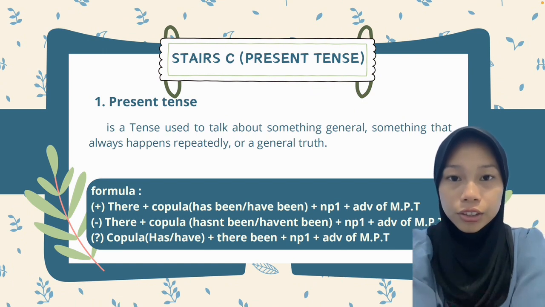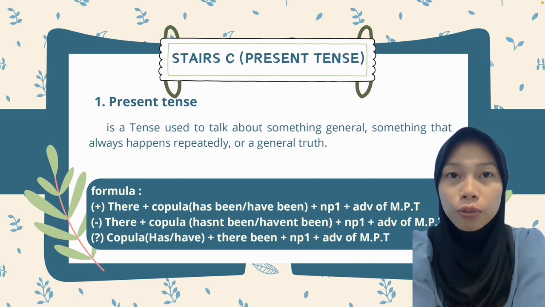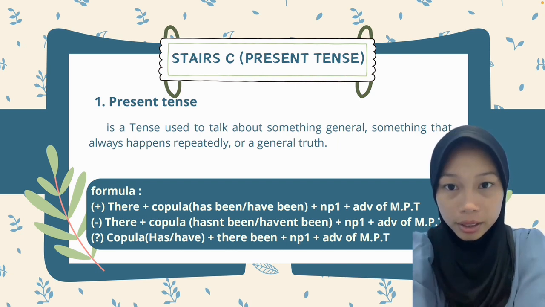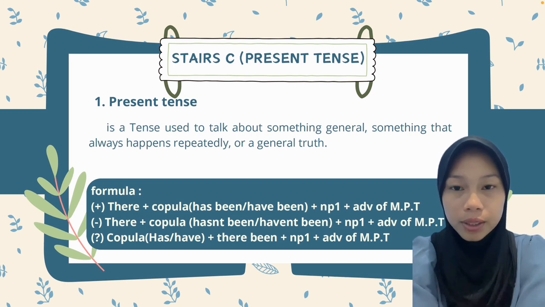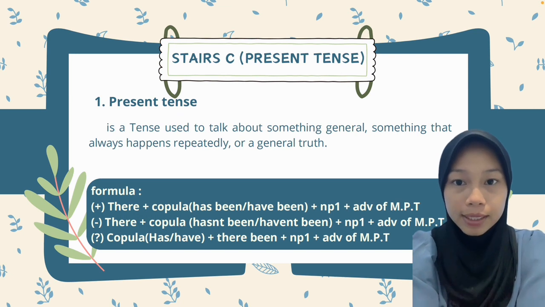Present tense is a tense used to talk about something general, something that always happens repeatedly, or a general truth. The formula for positive sentence, the first one is there, copula plus NP1 plus adverb of MPT. And for the negative sentence, it's there plus copula plus not plus NP1 plus adverb of MPT.